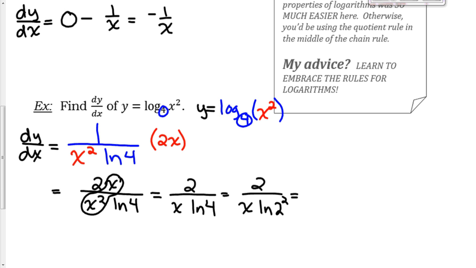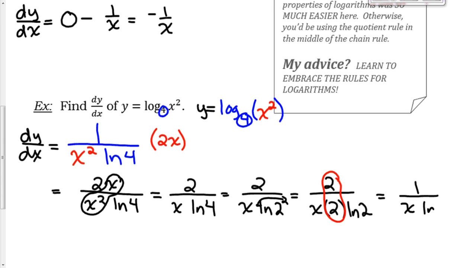The reason I'm doing that is my 2 stays on top, my x is still there, but I'm going to use the natural log of something squared rule. I can bring this 2 down. So I have times 2, natural log of 2, and again, we now have a special version of the number 1. Looks pretty silly, but it's still a 1. And that leaves me with 1 over x natural log of 2. And that would be how a multiple choice answer would look.